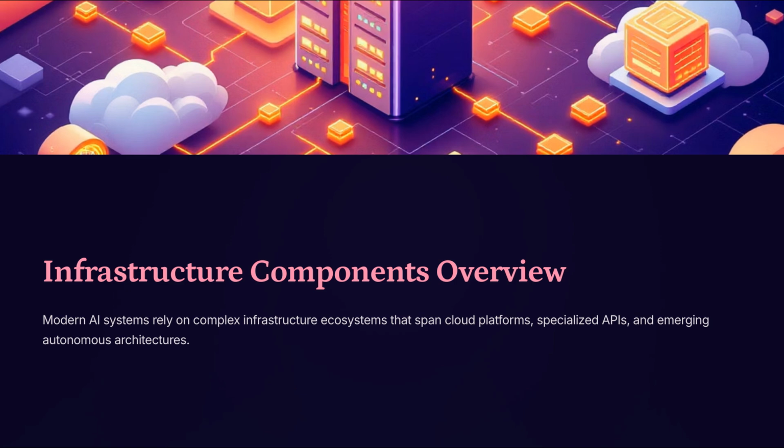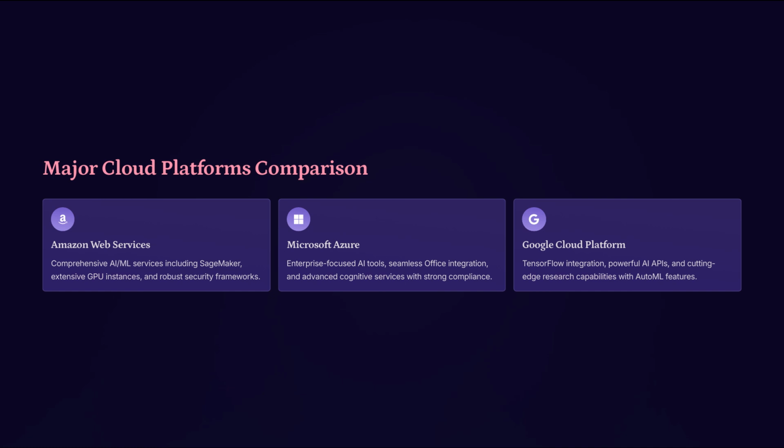In our next discussion, we'll dive into a comparison of major cloud platforms, starting with Amazon Web Services and its robust array of AI and machine learning services, including SageMaker. So let's explore how these platforms contribute to the AI landscape. As we transition from our overview of infrastructure components, let's delve into the major cloud platforms that are shaping the AI landscape today.